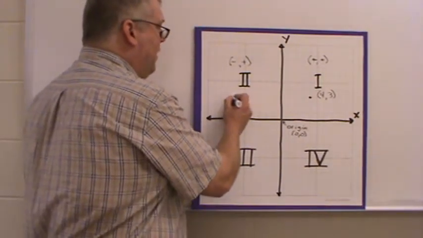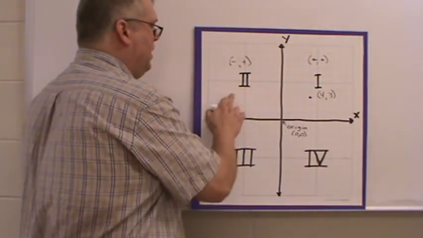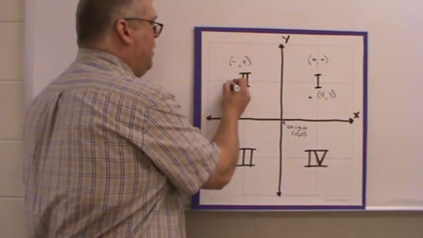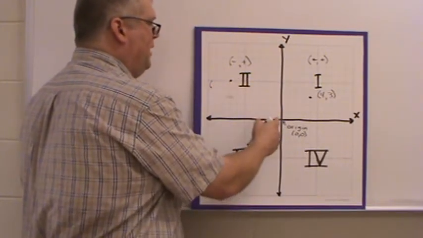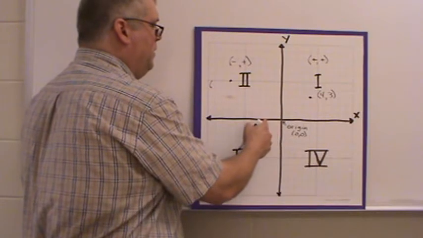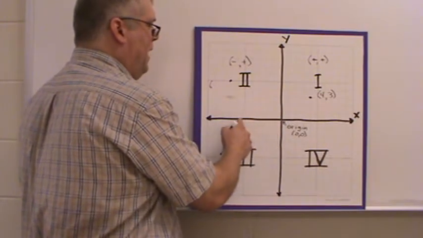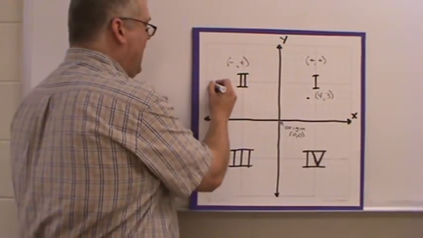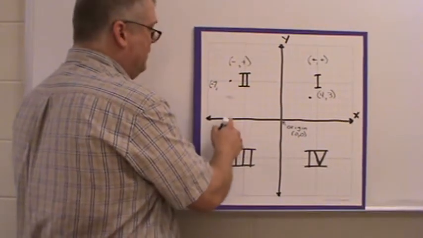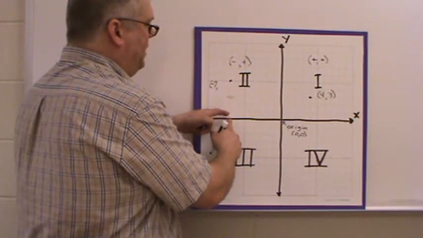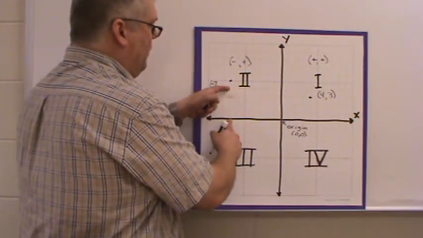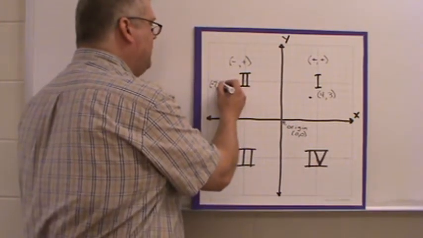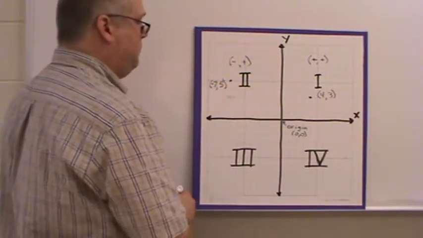So a point out here, well, let's change it a little bit. A point up here, its x value is going to be 1, 2, 3, 4, 5, 6, 7. Now I'm lined up with that, so that's my negative 7 for the x. And then for the y, I count up 1, 2, 3, 4, 5. Positive 5 for the y.